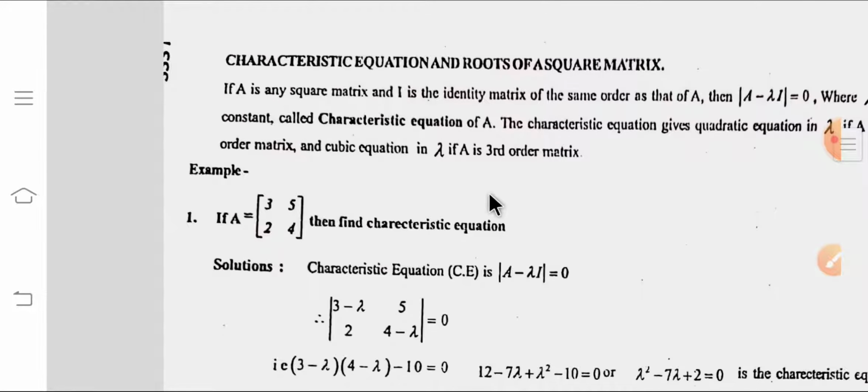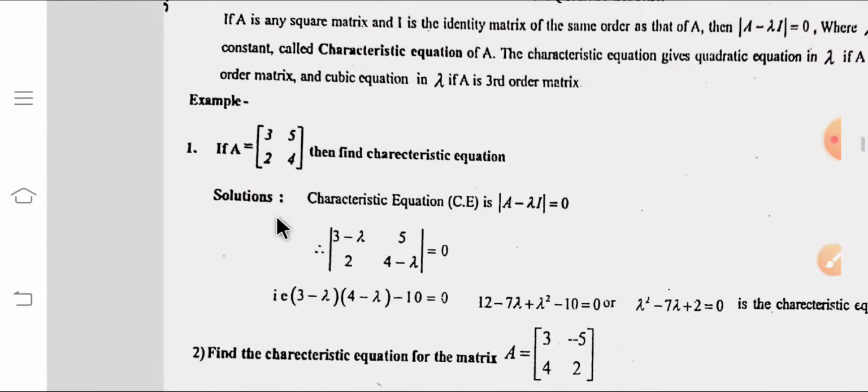Next, a question also comes on the characteristic equation. So what is a characteristic equation? If A is any square matrix and I is the identity matrix of the same order as A, then the determinant of A minus lambda I equal to 0, where lambda is any constant, is called the characteristic equation of A. The characteristic equation gives a quadratic equation in lambda if A is a second order matrix, and a cubic equation in lambda if A is a third order matrix.